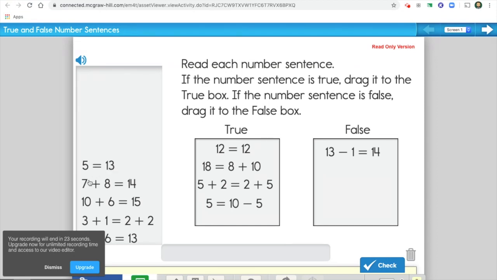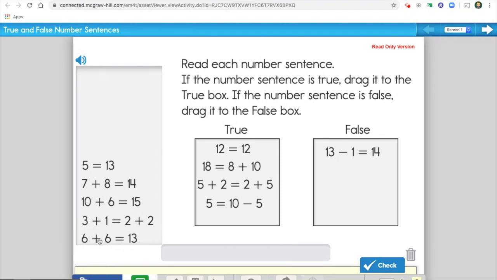Good job. Now we can continue. 7 plus 8 equals 14. 10 plus 6 equals 15. 3 plus 1 equals 2 plus 2. And finally, 6 plus 6 equals 13.